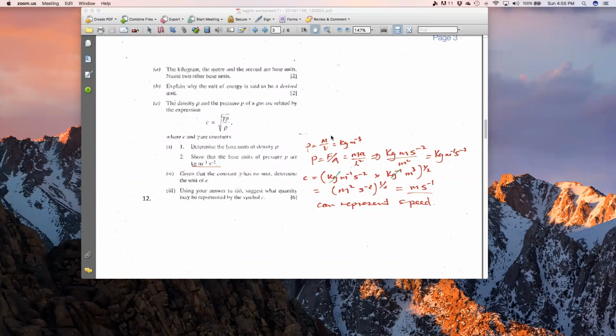Good. Density is mass over volume. Whenever you want to determine what the dimensions of something are, you always have to go back to the defining equation. Density is defined to be this. So we simply populate this equation and we get the dimensions of rho.